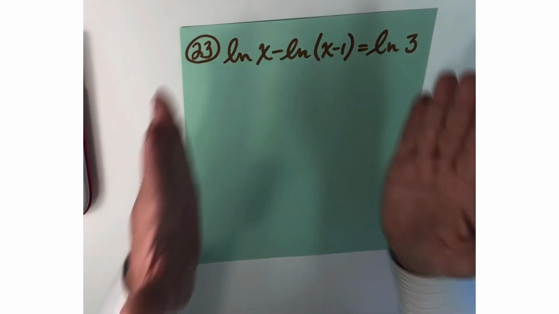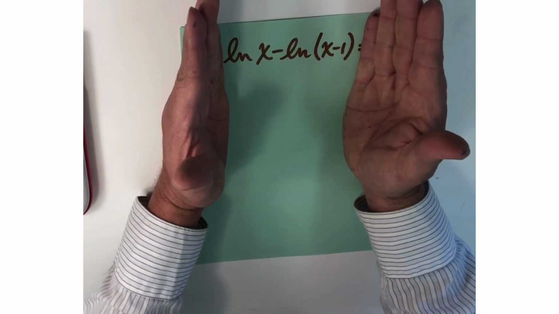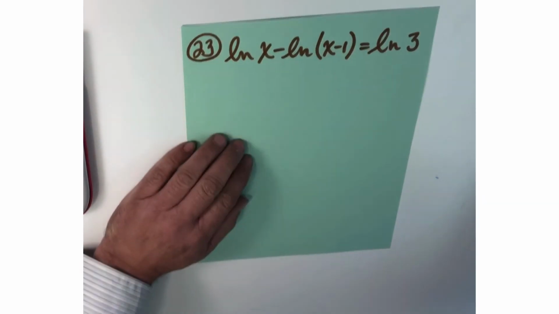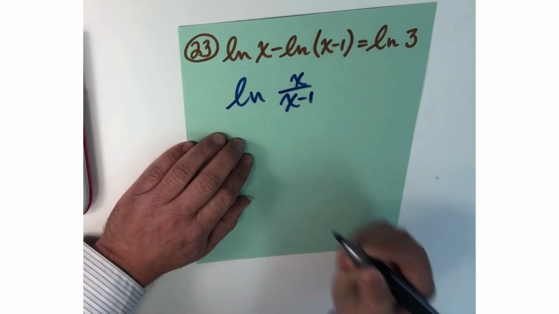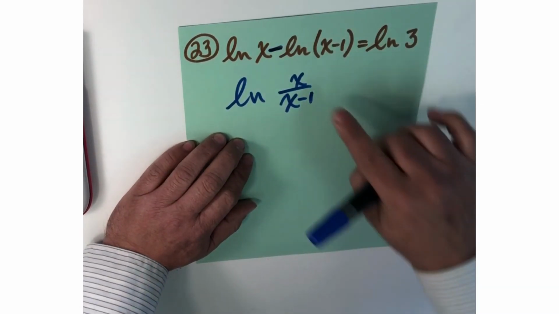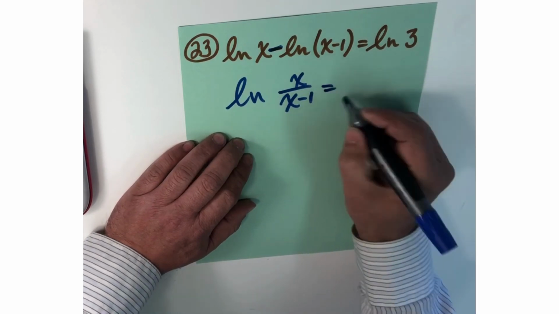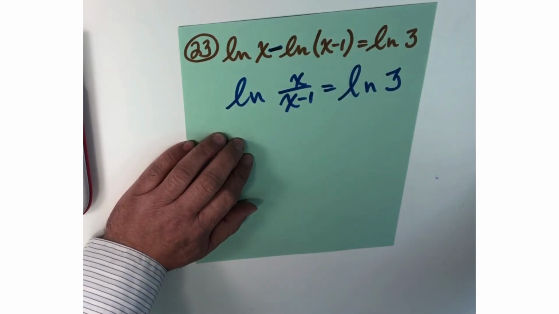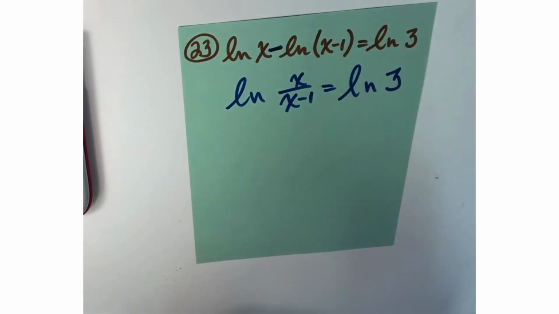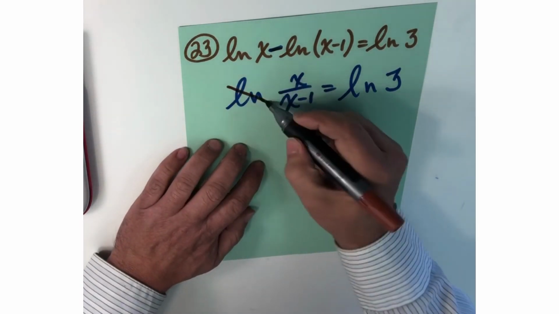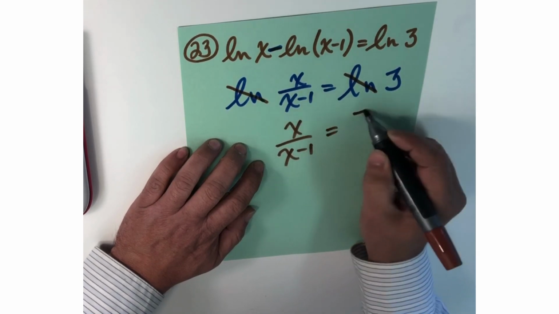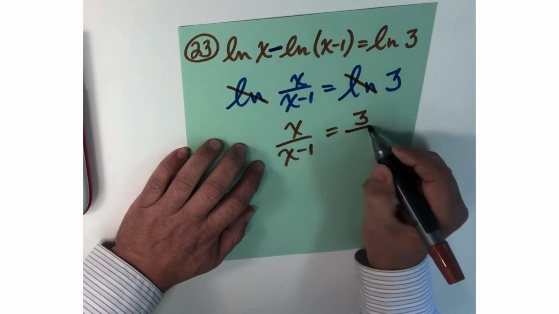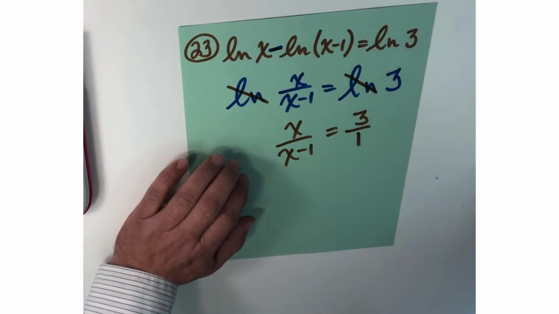So ask yourself, how many logs? 2. Oh my God, 2 logs? You condense. So ln of x over x minus 1, because this is a minus and turns into division, is equal to ln of 3. Okay, ask yourself again, how many logs? 2 equal logs, that's right, cancel, cancel. So x over x minus 1 is equal to 3.